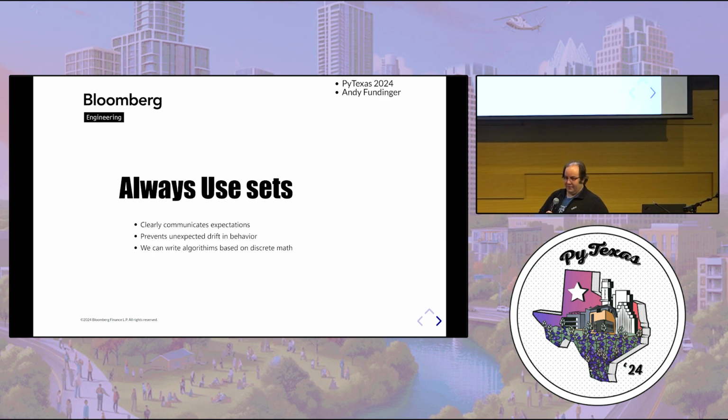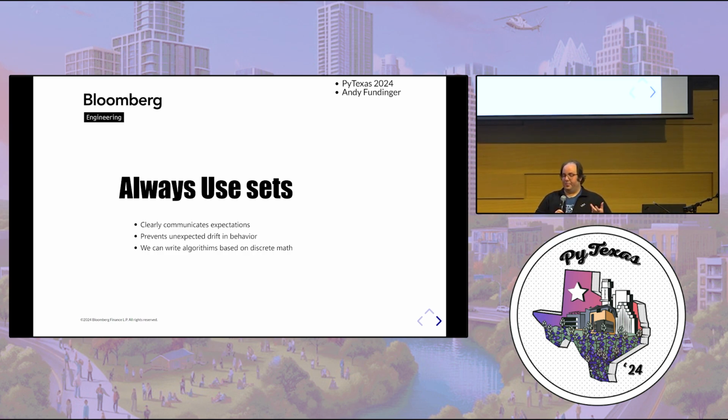So, in mid-conclusion, always use sets. By using a set, we clearly communicate our expectations. We tell people that it might be changed, but if more things are added and they duplicate, that's fine. If things are removed, they're removed, that we're going to check whether things are in there, that we don't care about the order. We communicate a whole lot by just saying this is a set.